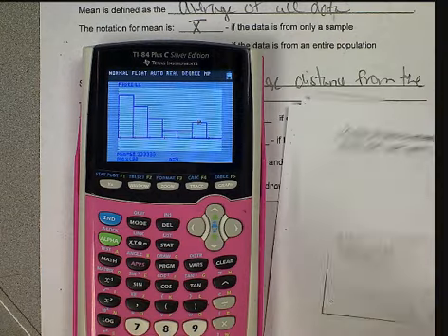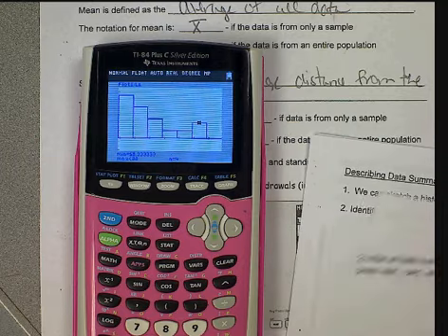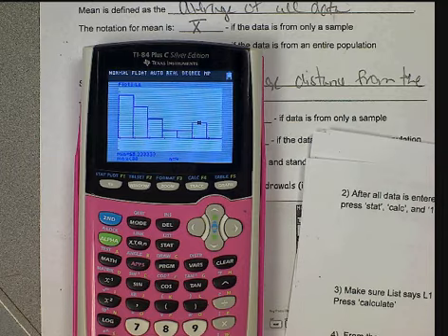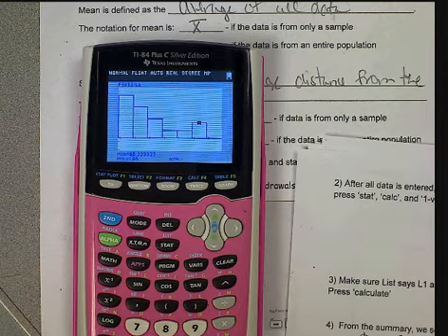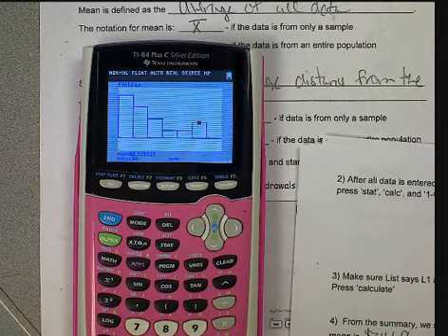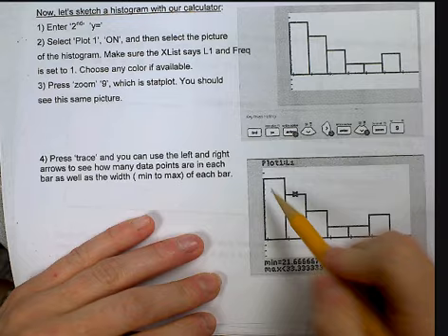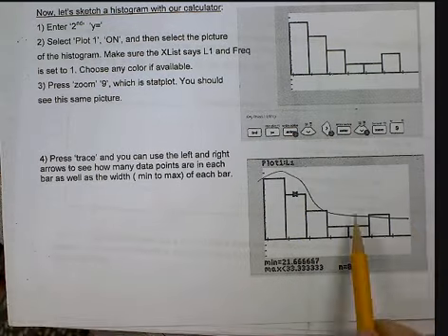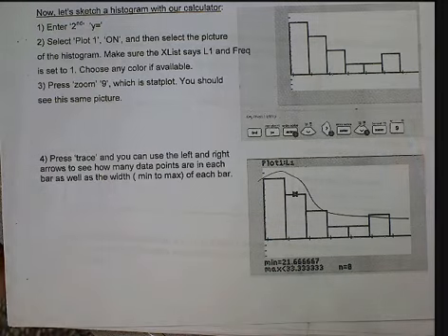Now, I'm going to skip around a little bit and talk about the shape of this graph. Where is most of our data? Most of our data is on the left-hand side of this graph. This is actually called skewed right. The tail is on the right. If I were to draw a curve over this data set, the tail would be on the right-hand side. So this is called a shape of skewed right.